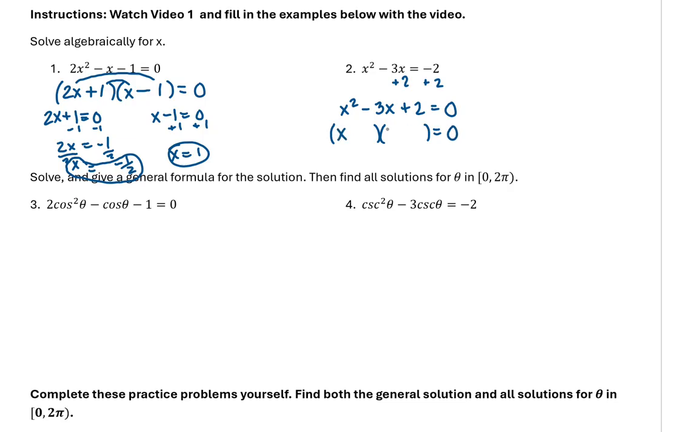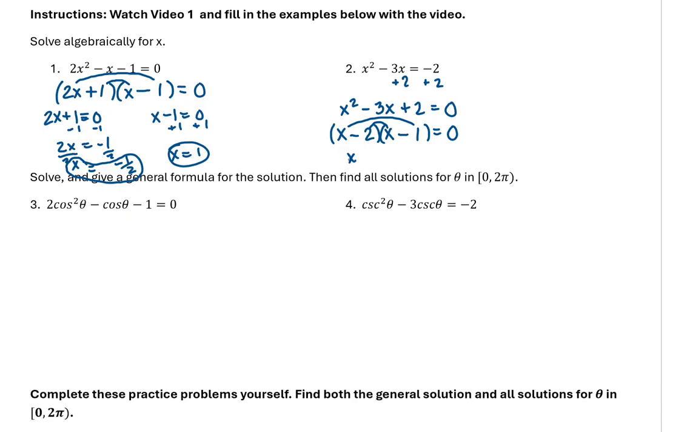x squared would just have to be x times x. And then 2 needs to be 2 times 1. I need a positive, so I could either have two positives or two negatives. A negative 2 times a negative 1 would give me that positive 2. And notice I need a negative 3 there, so I'm probably going to need a negative and a negative. Checking the outer and the inner term, I got minus 1x and minus 2x, so that makes negative 3x total. So I'm happy with my factoring.